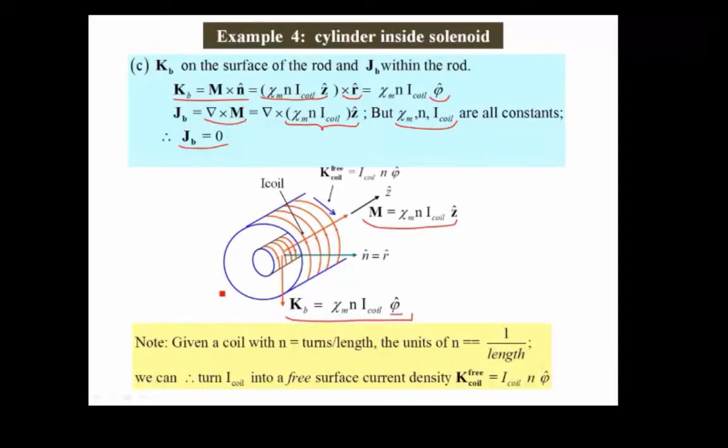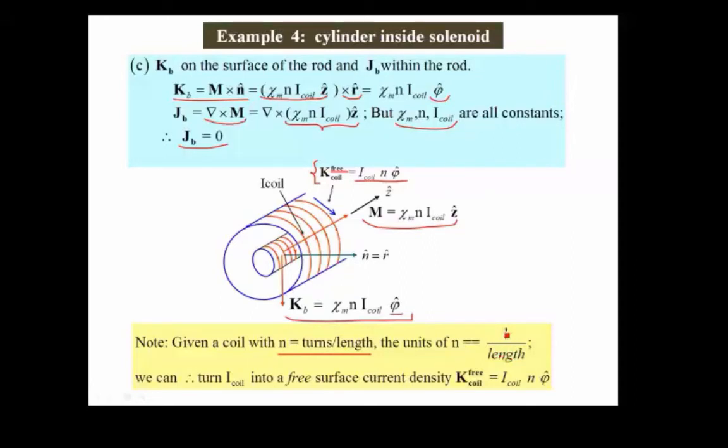If we wanted to, we could represent the current in the solenoid as a current density. If you recall, we did this before, that the surface current density of the free current is related to the current through the turns times the number density times the direction of that K, which is in the phi direction. Down here, given a coil with n turns per unit length, the unit of n is 1 over length. It's the number of turns per unit length.